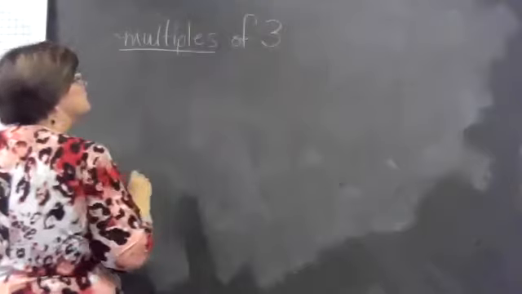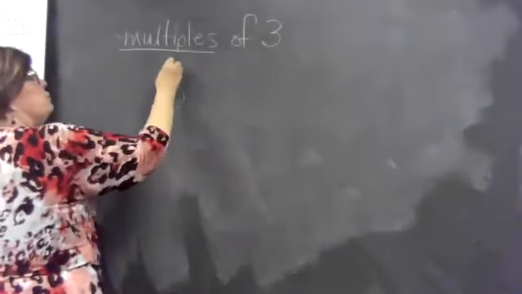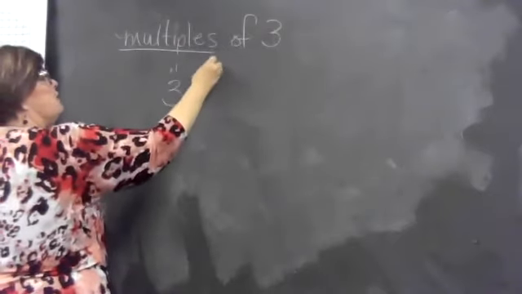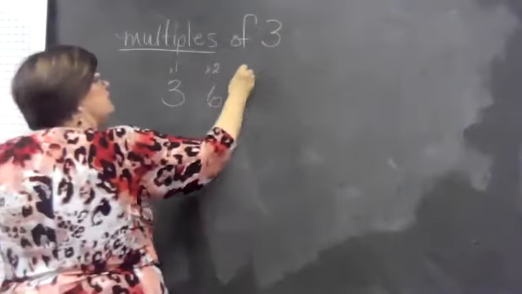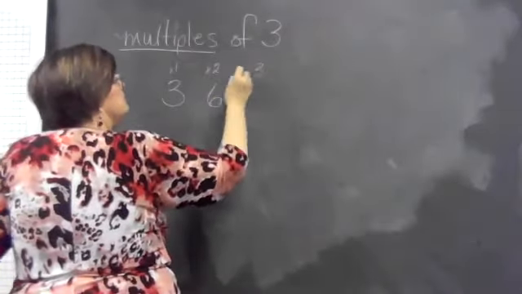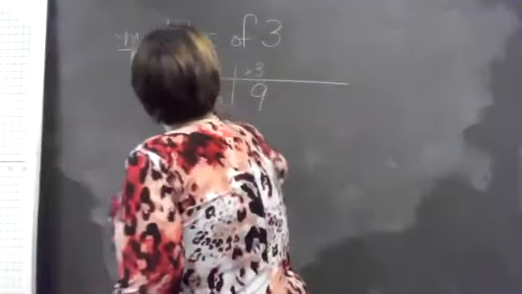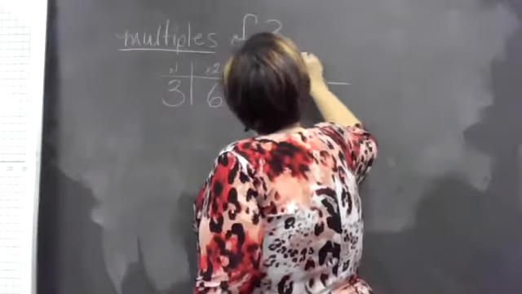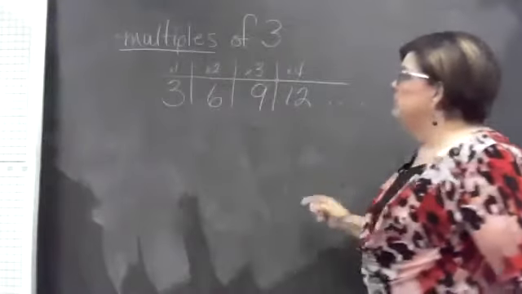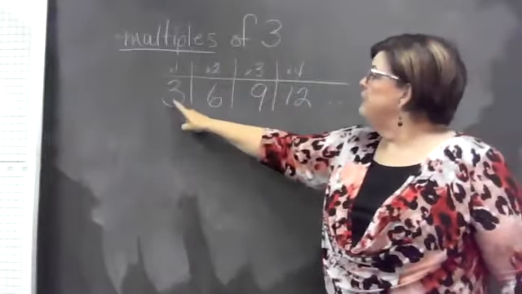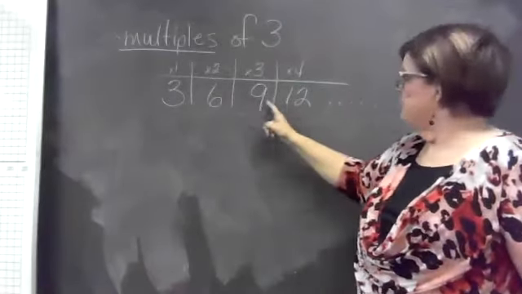of 3, then I will have 3. That's 3 times 1. What about if I take 3 times 2? It would be 6. 3 times 3 would be 9. Times 4 is 12. And so on. All of these are multiples of 3. It's when you take 3 times 1, 3 times 2, 3 times 3, 3 times 4.